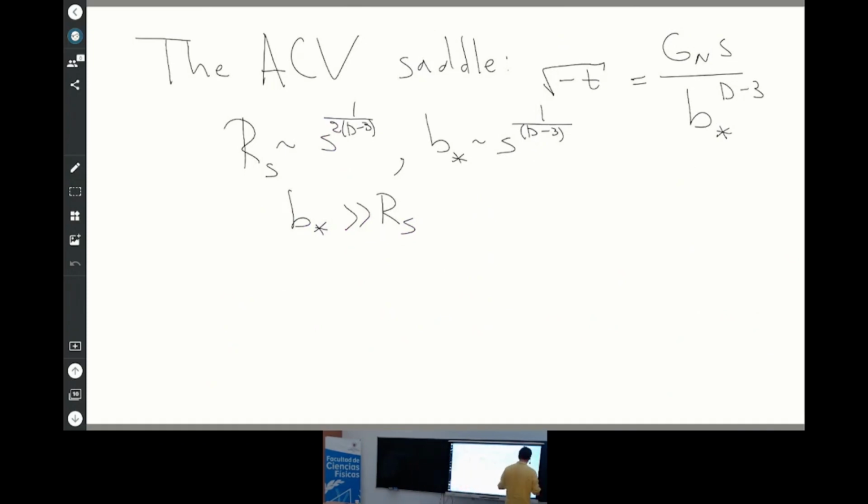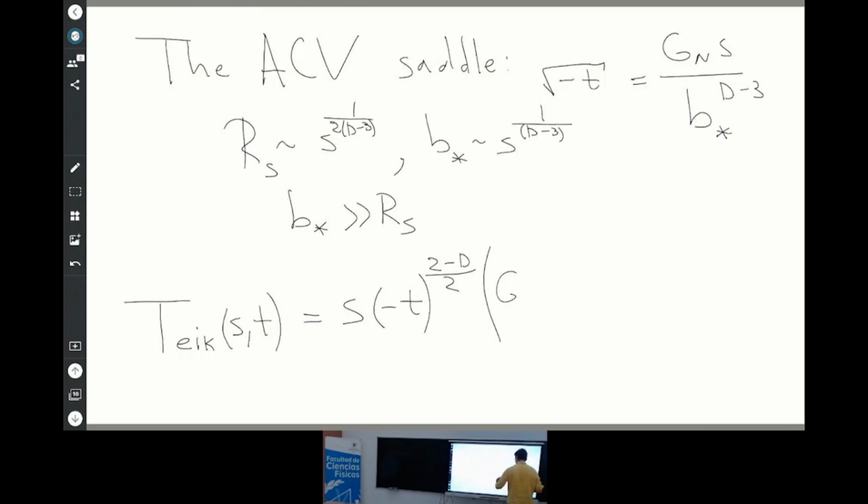Now, in fact, you can compute the value of the saddle exactly. And it has the following features. Let me not write the numerical factors, but it has s square root minus t to the 2 minus d over 2. And then it has these parameters that we discussed already. G Newton s minus t to the d minus 4 over 2. This is a dimensionless parameter. To the power d minus 2 over 2 d minus 3. And finally, it has a phase. And the phase is, again, this dimensionless parameter that I wrote.